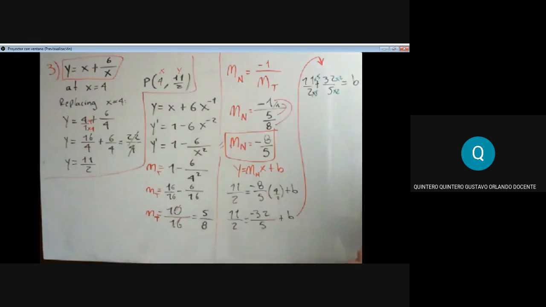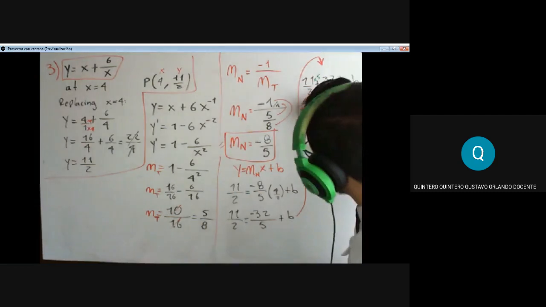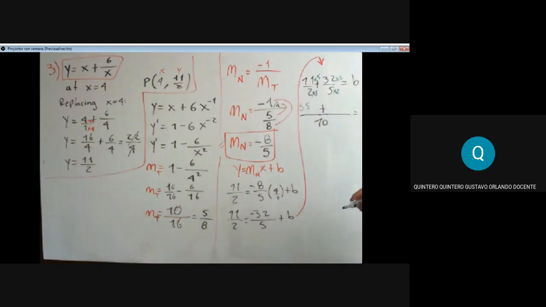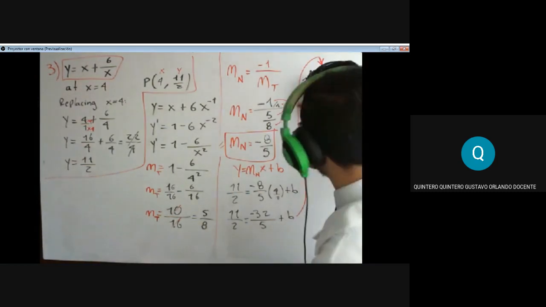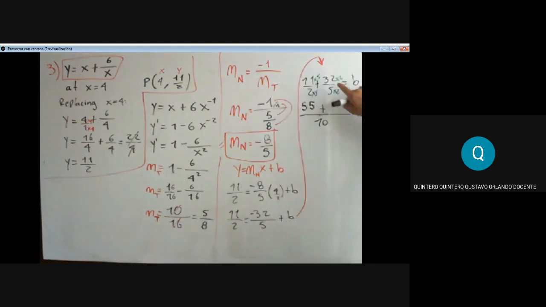By doing exactly that, the denominators are going to be the same. The denominator will be 10, since 2 by 5 is 10 and 5 by 2 is 10. Now, what goes in here? 11 times 5 will be 55. And then 32 times 2 will be 64, right?